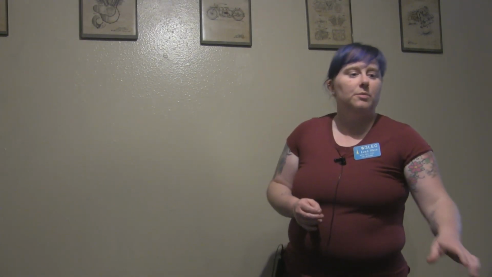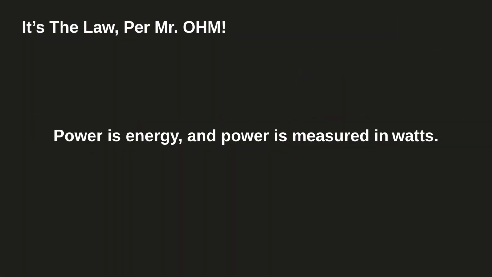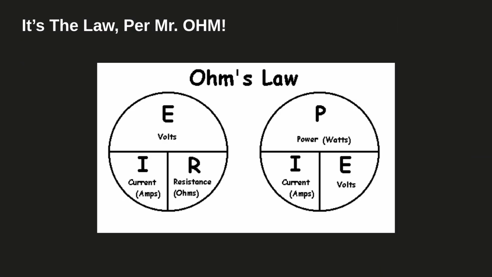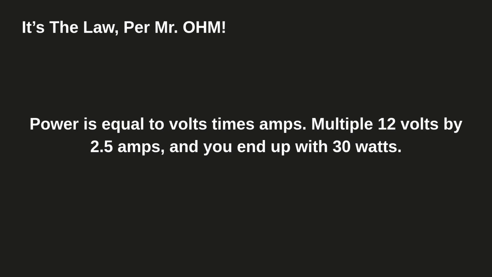Alright, of course, as we see, power is energy and power is measured in watts. Power is equal to volts times amps. Hold on. Give me a second, Pete. Okay, my bad. Power is equal to volts times amps. Multiply 12 volts by 2.5 amps and you end up with 30 watts.